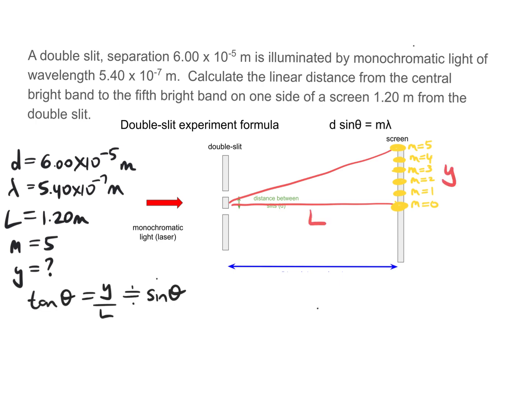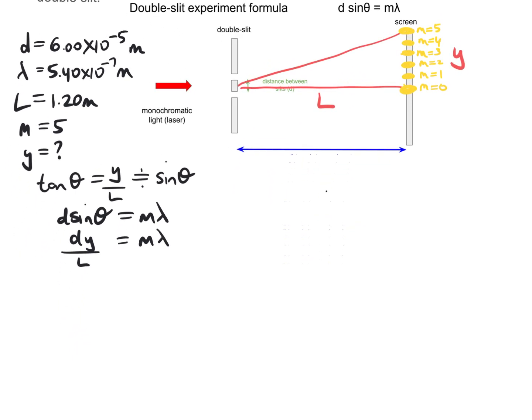The approximation is that tan theta equals y over L, which is these dimensions here, and that for very, very small angles, that's approximately equal to sine theta. So we can now substitute that into our double slit experiment formula, and then rearrange to make y the subject. So y is going to be equal to m times lambda times L divided by d.